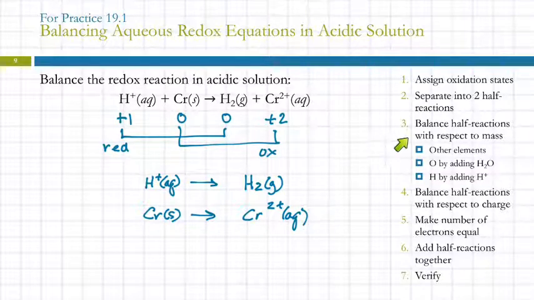Balance with respect to mass. Other elements. Well, that one doesn't have any other elements. Here, one chromium. Okay, that one's all done. There's no oxygens. Balance the hydrogens. So here I've got two hydrogens. This is H+, which is what I'm supposed to be adding. So I need two of those, right? Two H+.